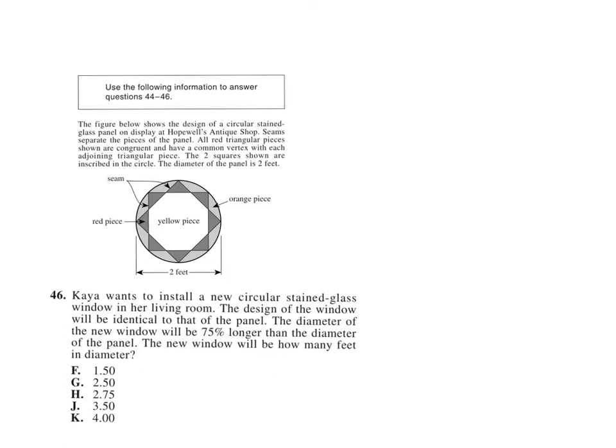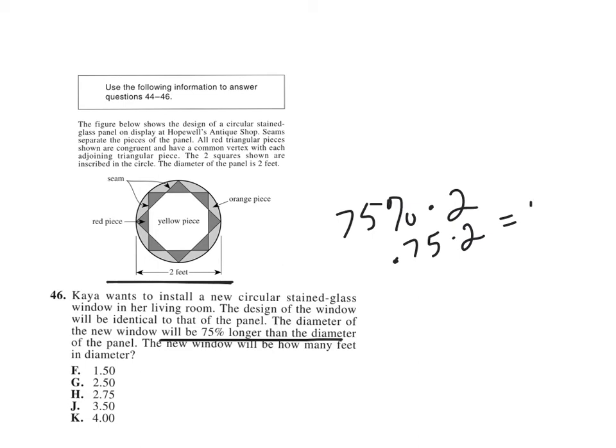So 46 says, Kaya wants to install a new circular stained glass window in her living room. The design of the window will be identical to that of the panel. The diameter of the new window will be 75% longer than the diameter of the panel. The new window will be how many feet in diameter? Well, if the old diameter is 2 feet, this one is 75% longer. So I need to know what 75% of 2 feet is. So 0.75 times 2 is 1.5. So then I'm going to do 2 plus 1.5, and that gives me 3.5.